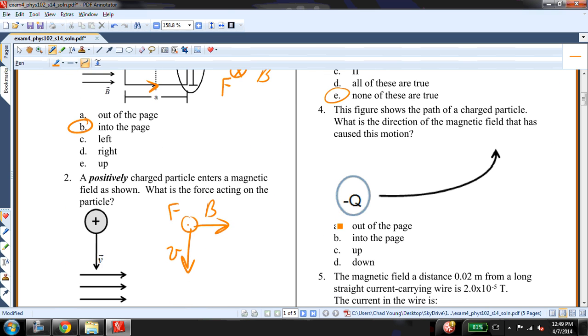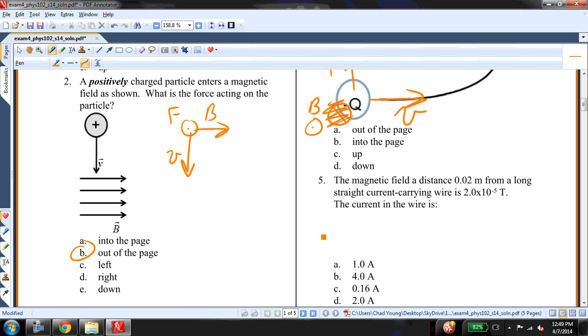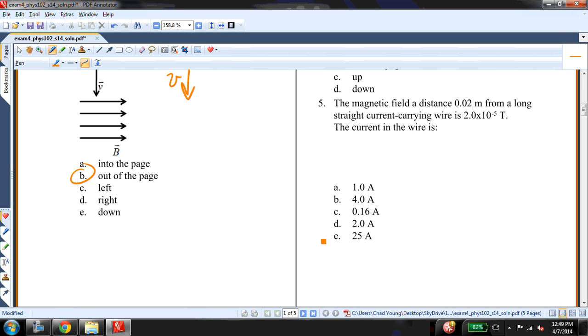The figure shows the path of a charged particle. What is the direction of the magnetic field that has caused this motion? All right, well, the force is up. That's what causes this upward motion. The velocity is to the right. So that would give us a magnetic field that is into the page. However, it is a negative charge, so we're going to nix that. And we say that the magnetic field is out of the page. So A.